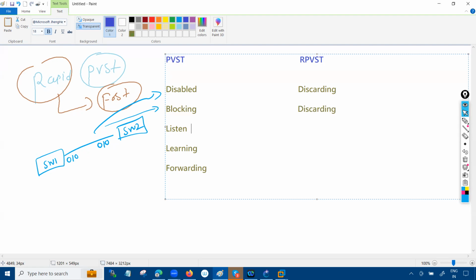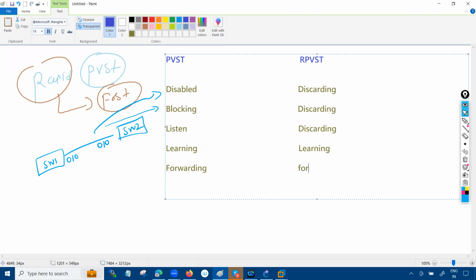In listening as well, have we done any kind of MAC learning or data traffic? No, we are doing nothing in the listening state either. In listening, we are just doing the port election, RP and DP. So again, this will be converted to discarding. In the learning state, we learn the MAC addresses. And in the forwarding state, we forward the data traffic.